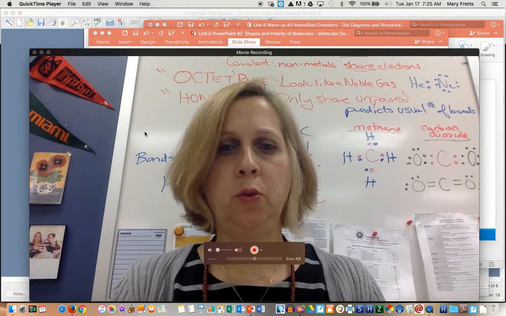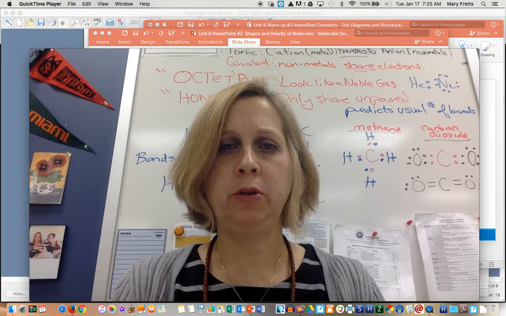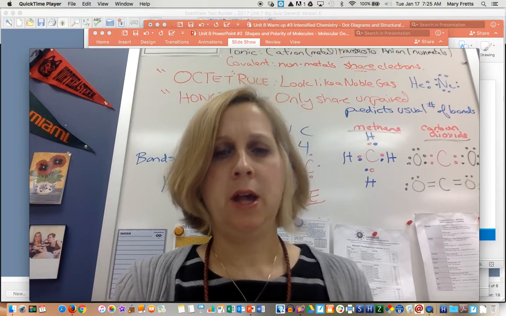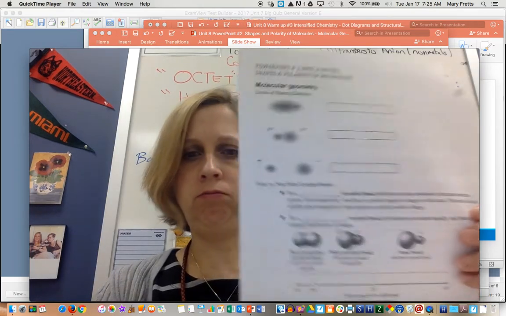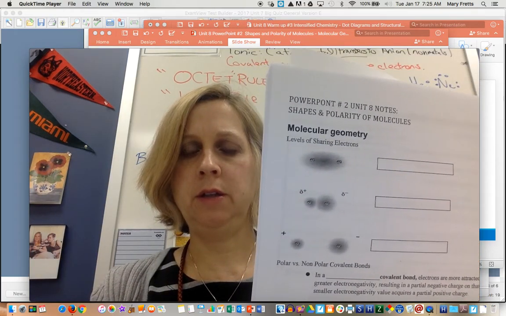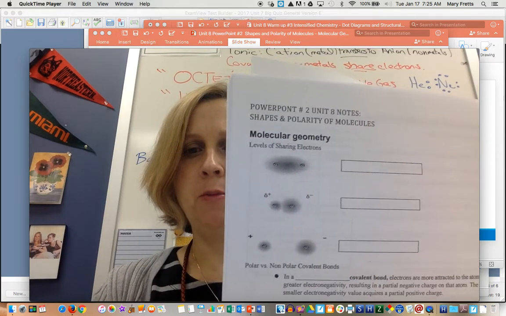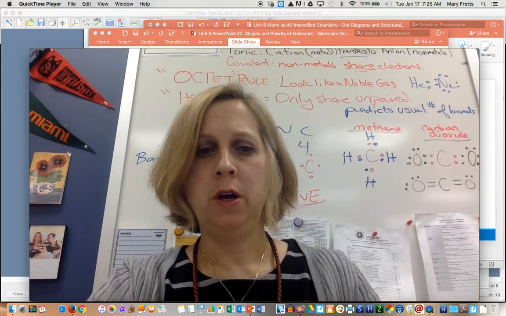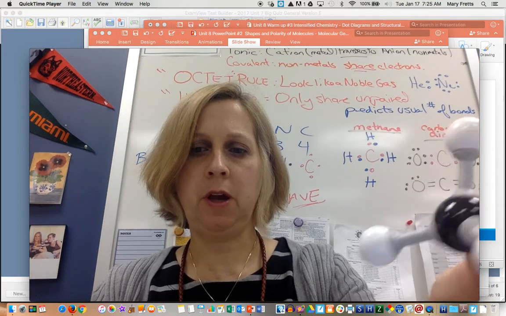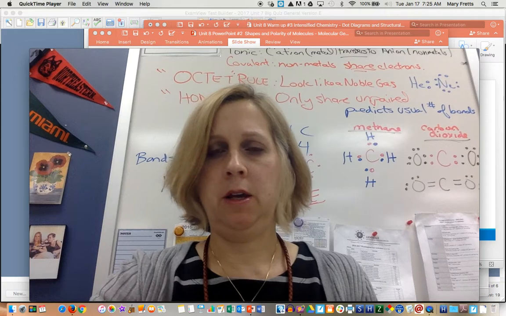Hi, chemistry students. We're on Unit 8, PowerPoint number 2, Shapes and Polarities of Molecules. And in your notes, you'll find this, and you can work with this as we go through. I'm also hopefully going to pop up a little bit more to show you some models, like this one. And we'll see how it goes.